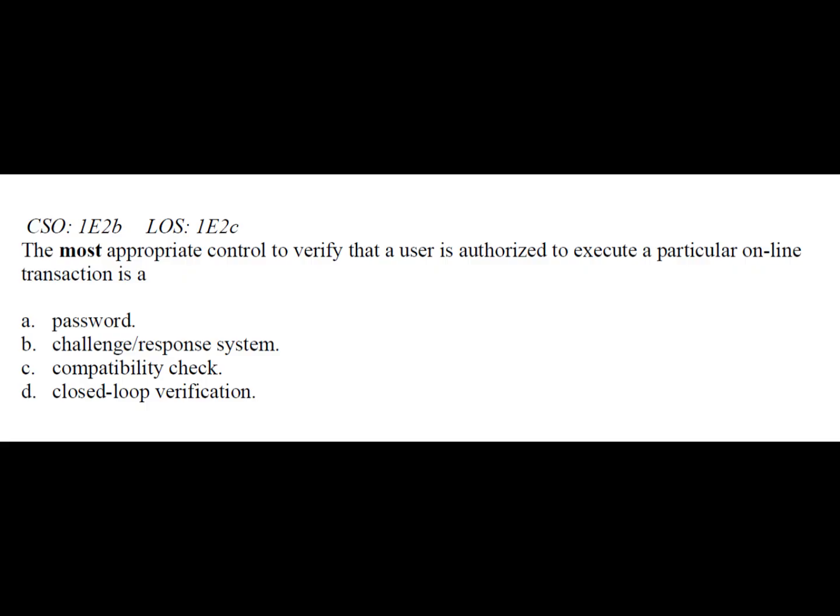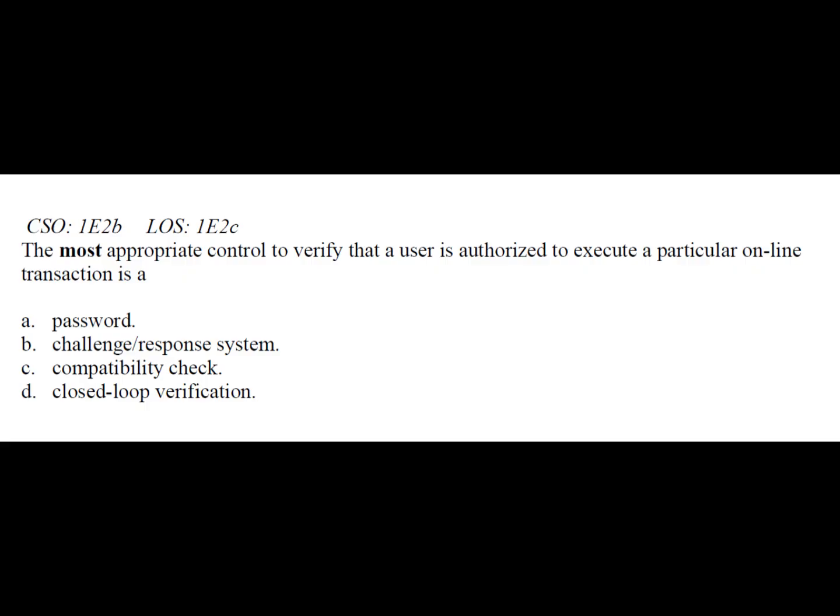Therefore, students should identify the control that verifies the compatibility between the user's authority and the requested transaction, rather than one that merely identifies the user or validates input data. A. Password. Incorrect. A password authenticates the identity of the user but does not necessarily determine whether the user is authorized to perform a specific transaction. B. Challenge/response system. Incorrect. A challenge/response system strengthens user authentication by requiring additional verification but focuses on identity rather than transaction authorization.